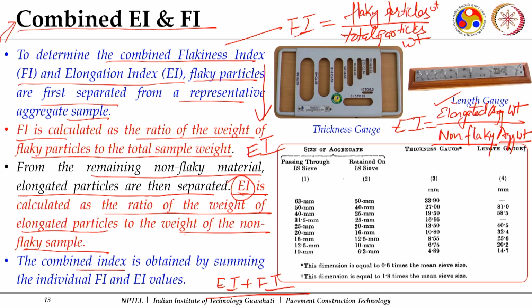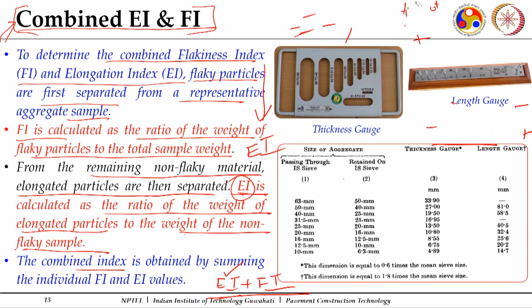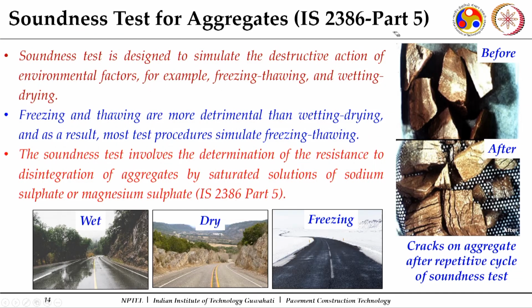So, it is always advised that the elongation index has to be determined over the non-flaky materials to get the combined elongation and flakiness index values. So, this has to be taken care of when the laboratory determinations are done with respect to elongation and flakiness index.